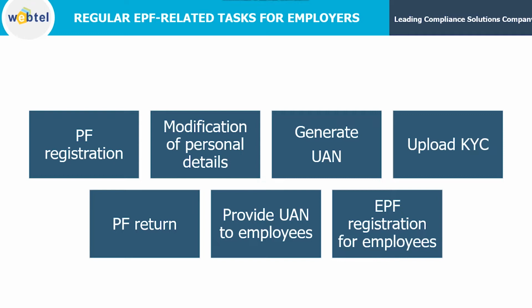Then the employer's duty is to provide the UAN number to employees so that they can access the EPFO portal and check how much amount of their PF has been accumulated in the account. The same can be done after EPF registration for employees.